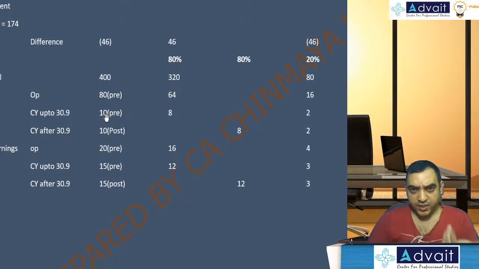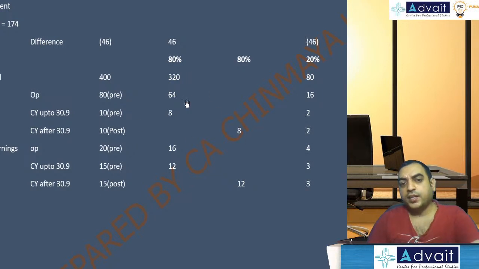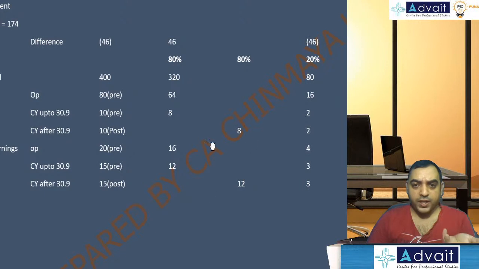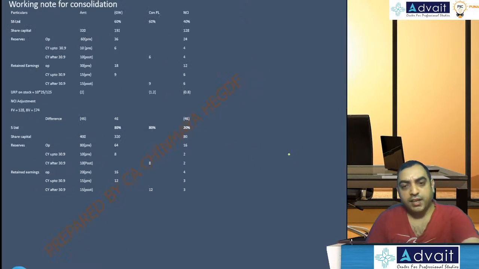Then current year, first half is pre, second half is post, 10-10. And opening balance retained earnings is pre. And again in the retained earnings, first half is pre, second half is post. So take it accordingly. Pre-acquisition comes in the goodwill column. NCI will get their share anyways. Post-acquisition comes in the ConPL column. NCI will get their share anyways.